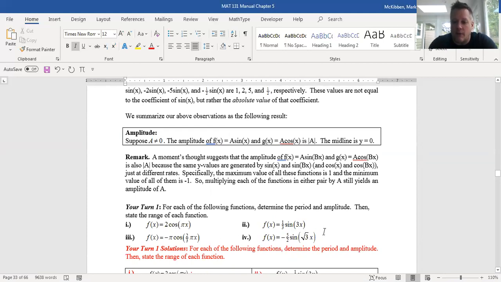Here I want you to try out a couple of these. I'll talk you through a couple after you've tried them. I want you to determine the period, the amplitude, and the range of each of those and see what happens. Pause the video, try that, and then we'll talk about a couple in a moment.